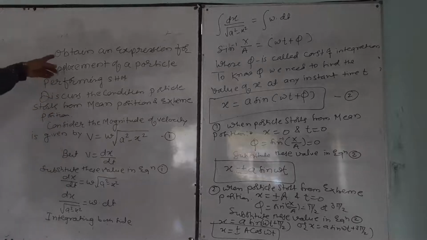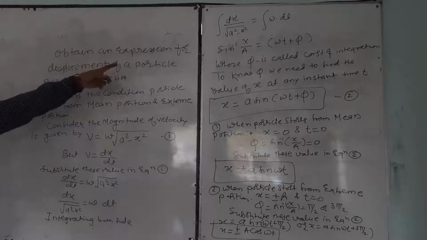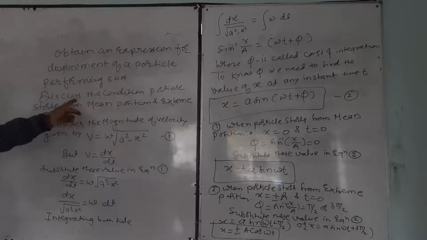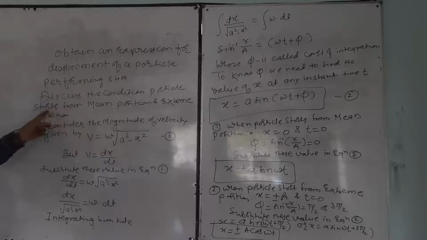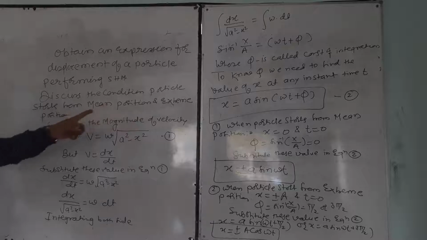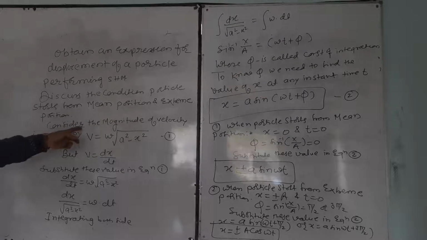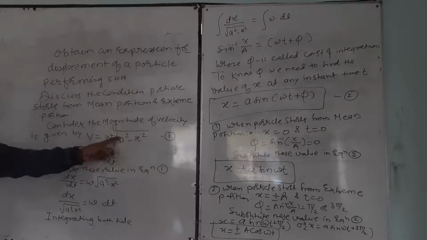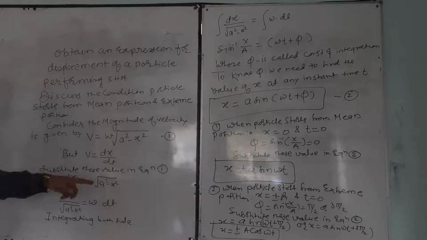See here once again. Our question is: obtain an expression for displacement of a particle performing SHM and discuss the condition when the particle starts from mean position and extreme position. First, we have the magnitude of velocity v is equal to omega into under root of a square minus x square.